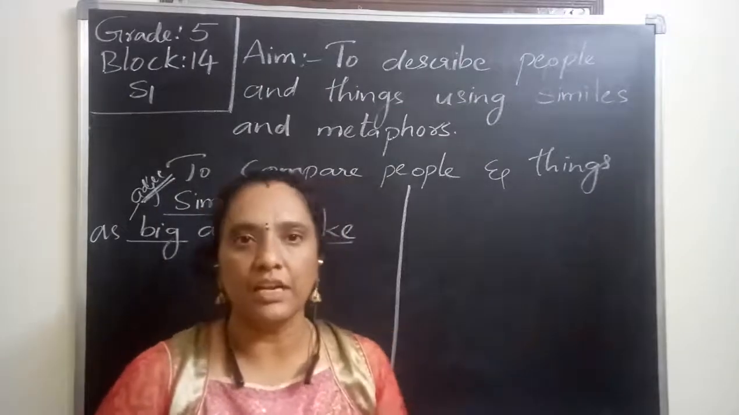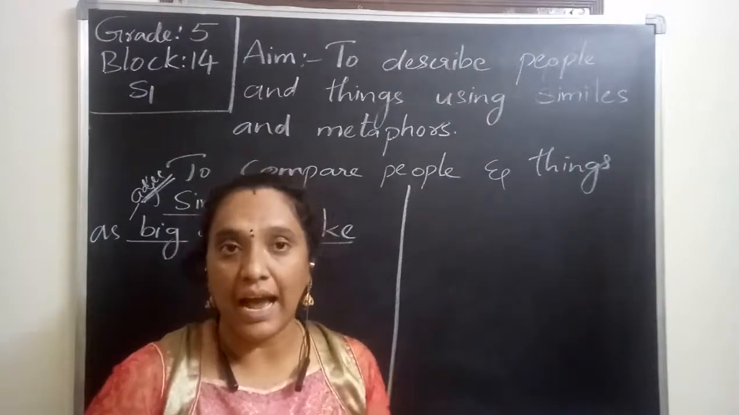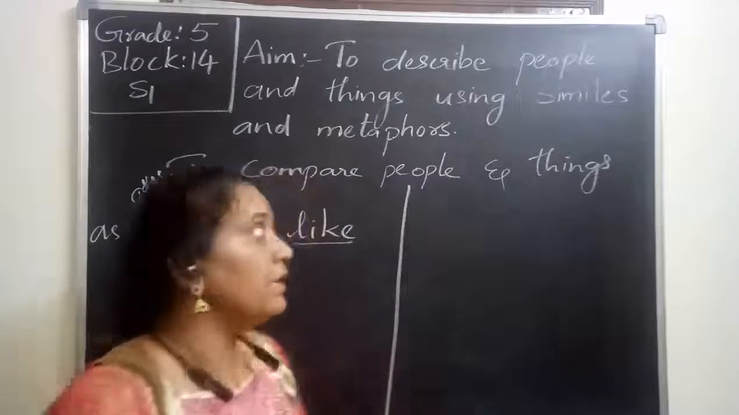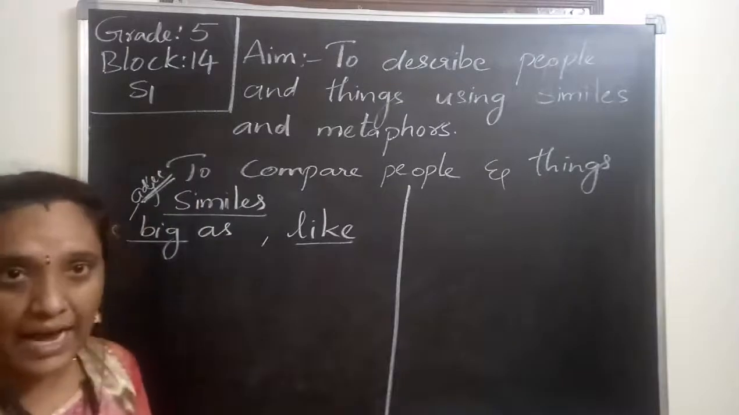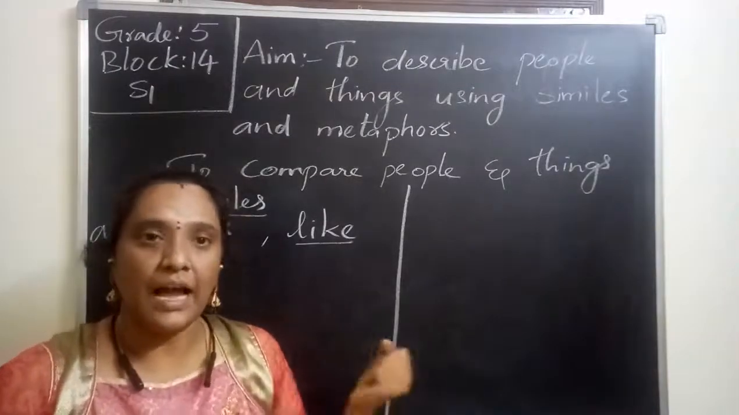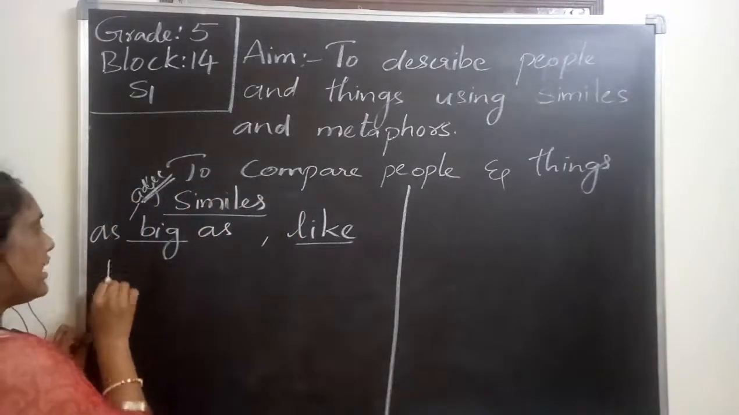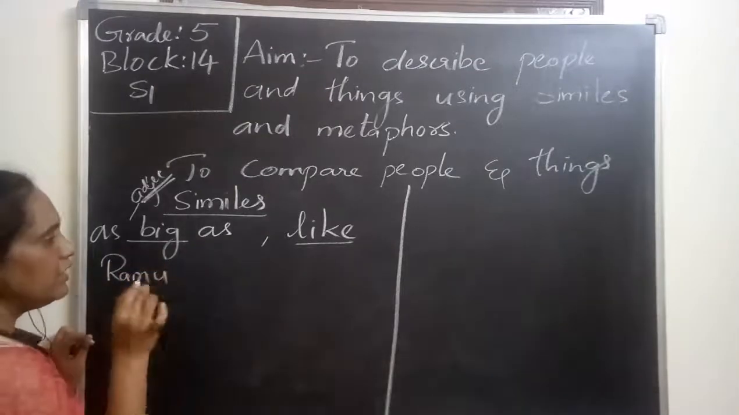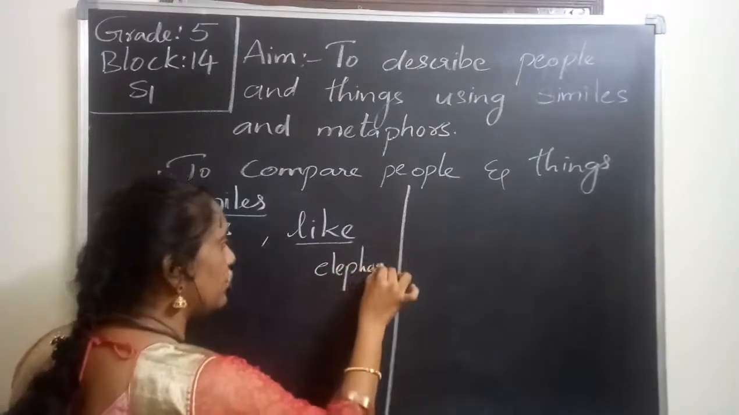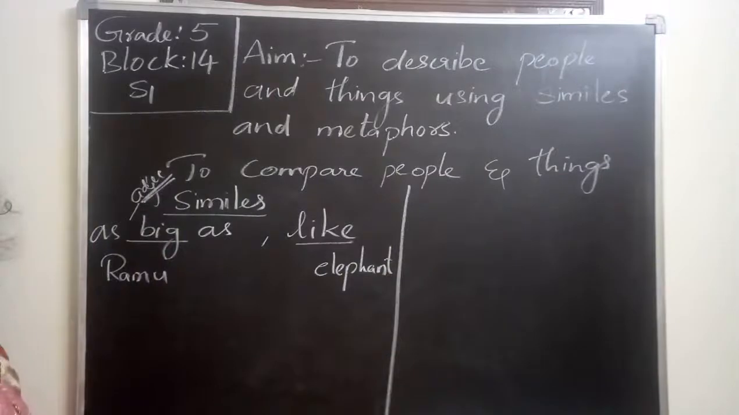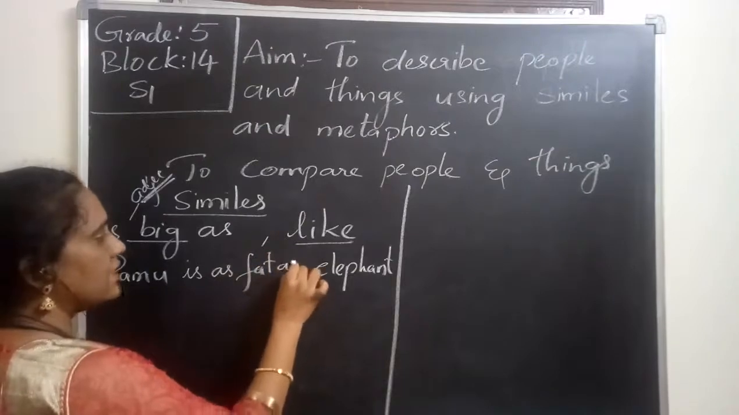Now if we say something very light, we can say it is as light as a feather. As light as a feather. So we compare the people, the things or something. So if we say as heavy as an elephant, as fat as an elephant, and we are talking about a boy, Ramu, then we are comparing Ramu with an elephant. So why are we comparing Ramu with an elephant? Because he is as fat as an elephant. So Ramu is as fat as an elephant.